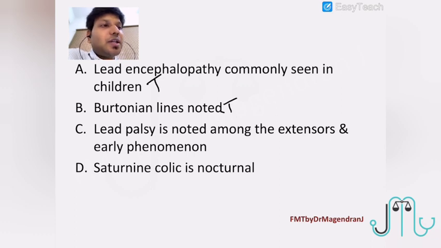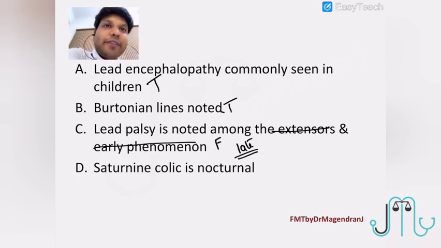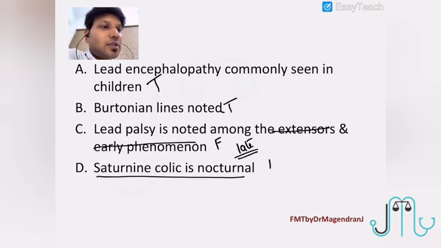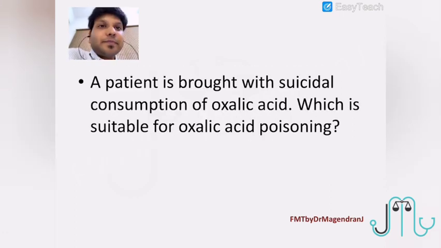Lead palsy is noted among the extensors and it is an early phenomenon. That is wrong. It's false. Because normally speaking, the lead palsy is noted among the extensors, but it is a late phenomenon. It's not an early phenomenon. Wrist drop and foot drop is a late phenomenon that's not normally seen in the early stage itself. Saturnine colic is nocturnal, that is true. The person will have nocturnal colics, that is also true. So option C can be chosen for this question.